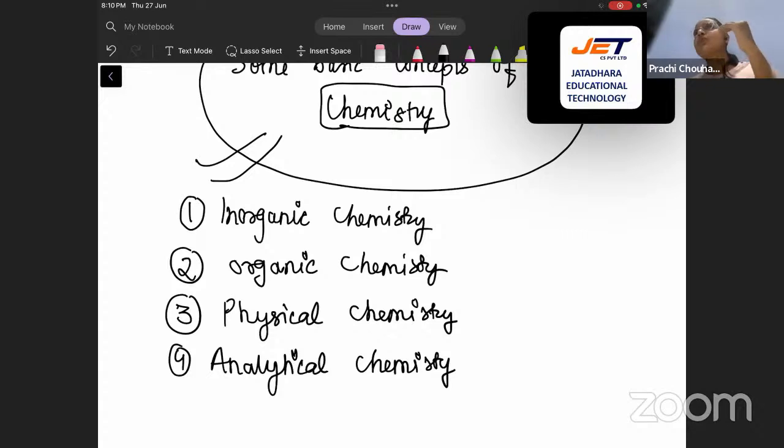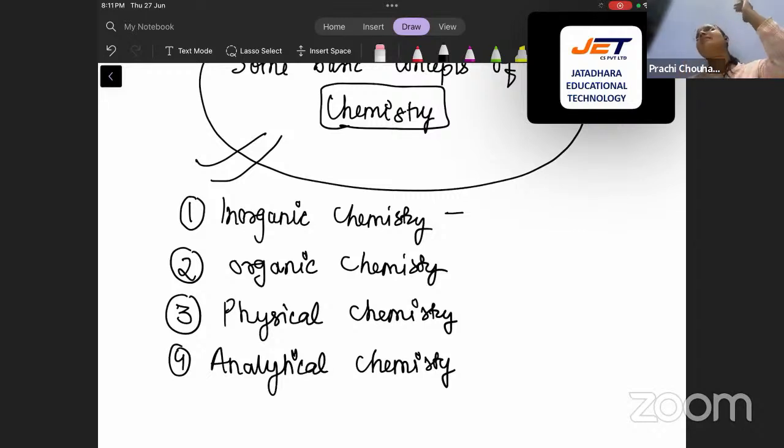Because once you know how chemistry is divided, over a period of time, you will know which part is your strong part. Sometimes some of the students are strong in physical chemistry, some of them are strong in inorganic chemistry. So by the time you will know the topic in which you have a strong hold. So let's see what inorganic chemistry is. Inorganic chemistry is about the compounds that do not have carbon.